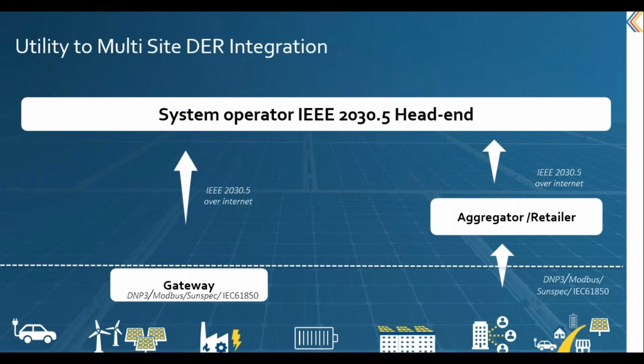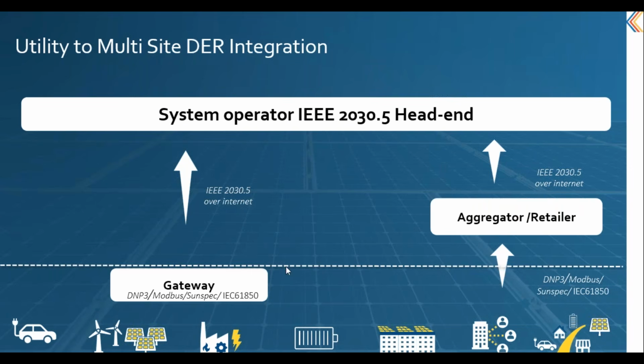Okay, so now let's look at the utility to multi-site DER integration options available. At the bottom you can see there are multiple types of DER, like utility vehicles, community solar PV or wind farms, combined heat and power generation units, battery storage units, rooftop solar, demand response, or microaggregators. There are multiple types of DER assets out there which need to be integrated with system operators and the utilities, which have IEEE 2030.5.